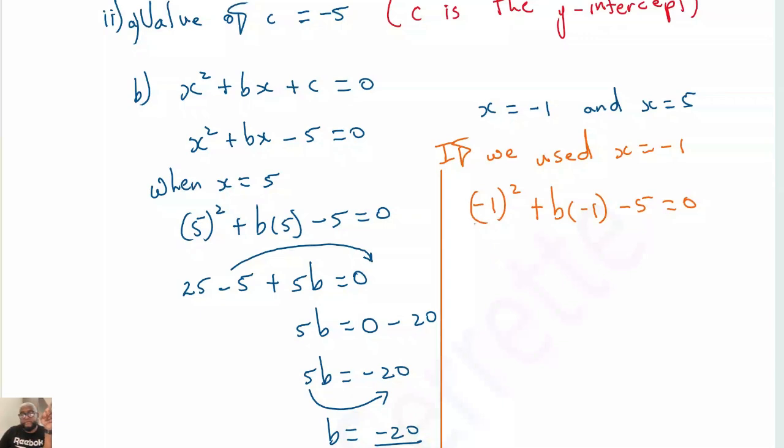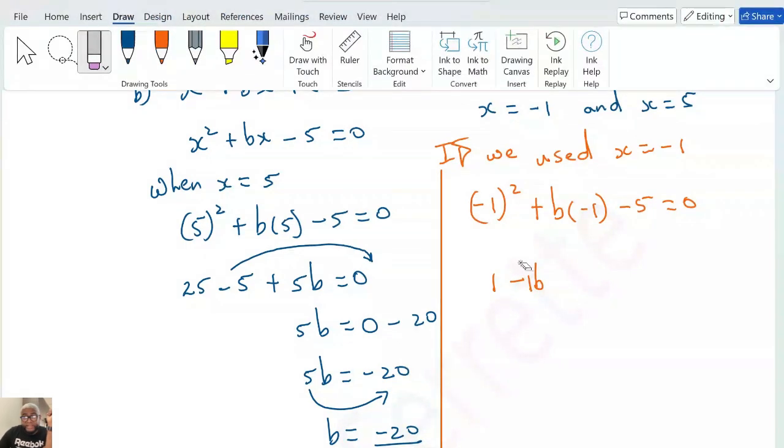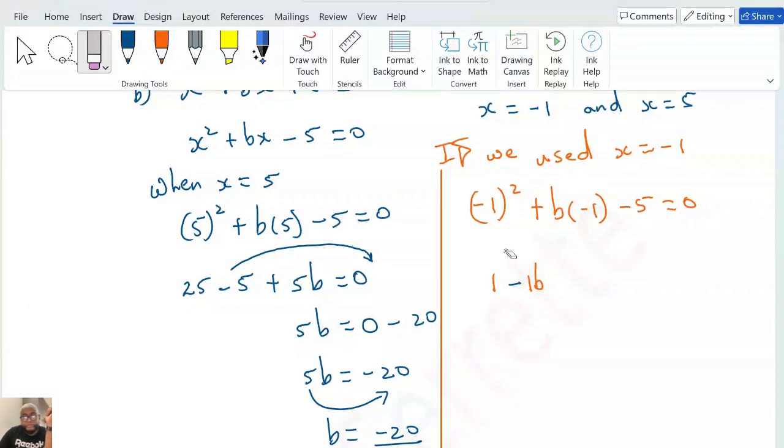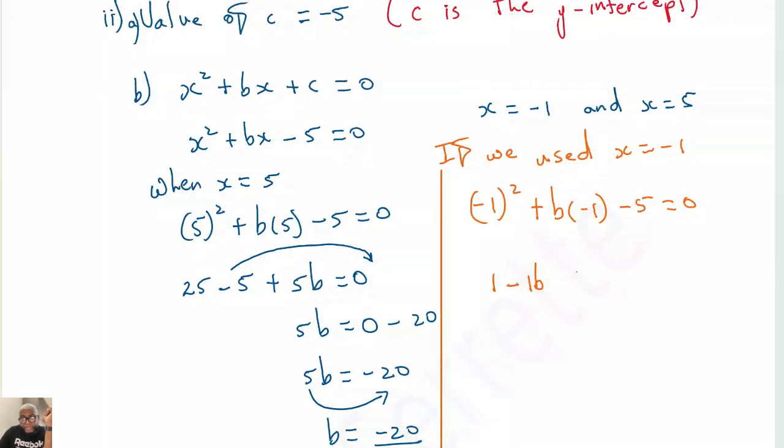Negative 1 squared will be negative 1 multiplied by negative 1, which will be positive 1. This b multiplied by negative 1 will be negative 1b, or just negative b. I'll put the 1 in front. Negative 1b, right? And then you still have the minus 5, right? So this will be minus 1b. We are going backward. All right, so this will be minus 1b, and then you still have minus 5 is equal to 0, right?